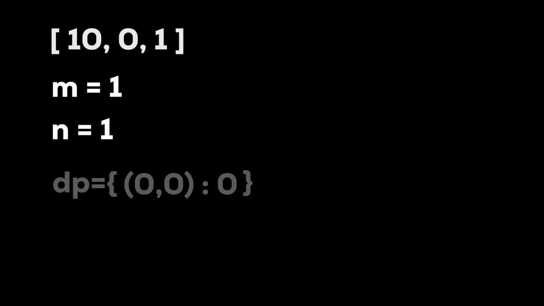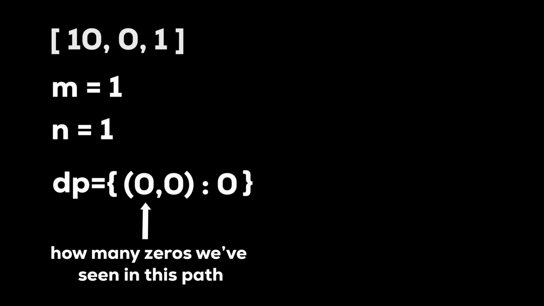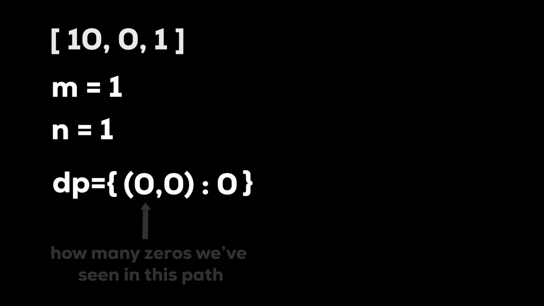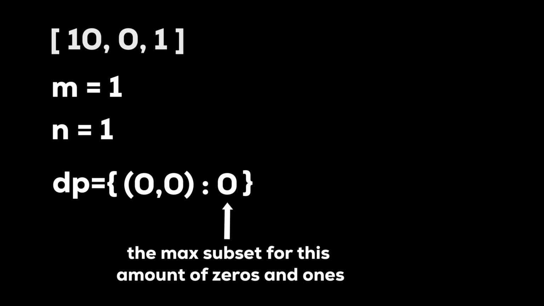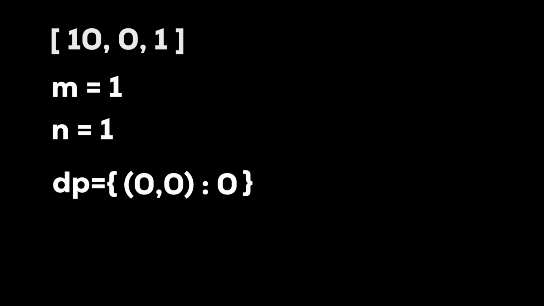We're going to cache the information we know so far in a dictionary called DP. For the key, it's a tuple where the first index is the number of zeros in that subset and the second index is the number of ones in that subset. The value is the max length of that subset for that amount of ones and zeros. Each entry in DP represents a possible path that satisfies the constraints.